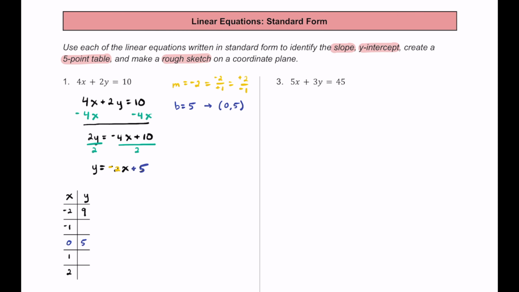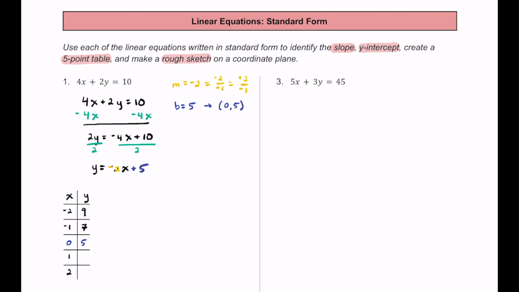Next, we're going to say, okay, now x is negative 1. So let's change this x to negative 1 now. So we're going to say y is equal to negative 2 times negative 1 plus 5. Negative 2 times negative 1 is positive 2. Positive 2 plus 5, that's going to equal positive 7. Let's put that in our table here.